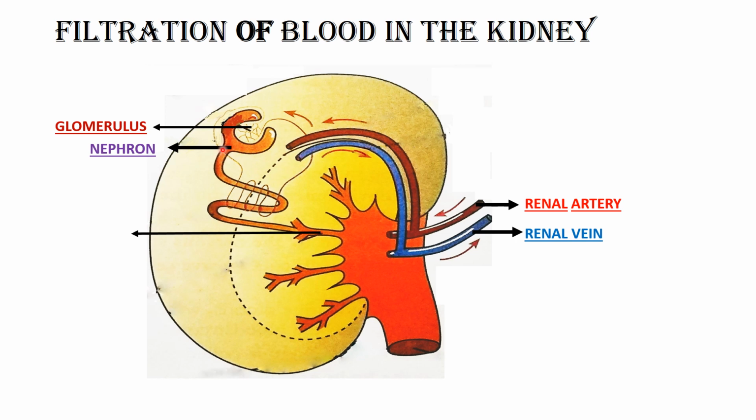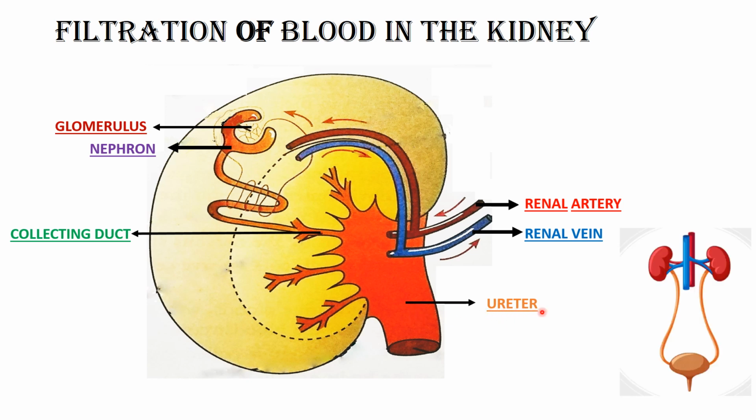Now the waste that was absorbed by the nephron passes down into the collecting duct. This waste is in the form of urine. The collecting duct collects the urine from the nephron and drains it down into the ureter.